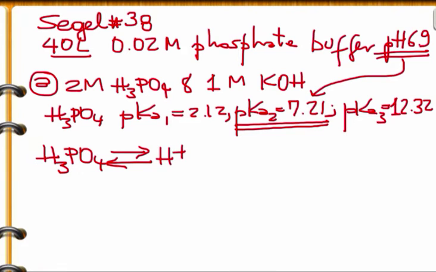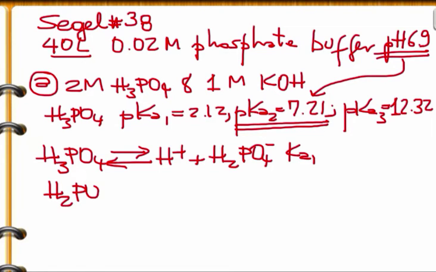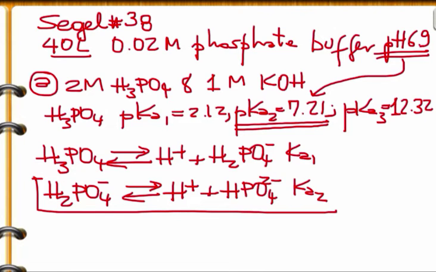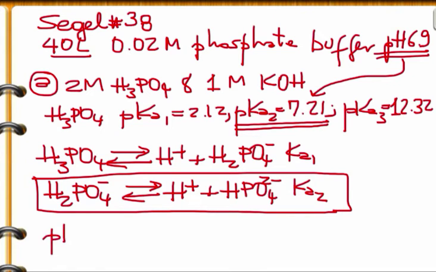H3PO4 dissociates into H plus and H2PO4 minus. That's the first Ka, or pKa1. Then H2PO4 minus is going to dissociate into H plus and HPO4 2 minus, Ka2. That's the one that we are interested in, right? Because that's the one that's closest to the pH that we are working.